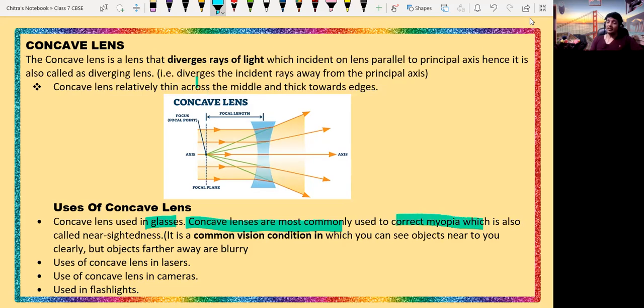Earlier we saw hypermetropia, and here we have myopia, which is also called nearsightedness. In this, you can observe the nearby object clearly, but observing a distant object is difficult. That time we use the concave lens in order to treat that eye defect.